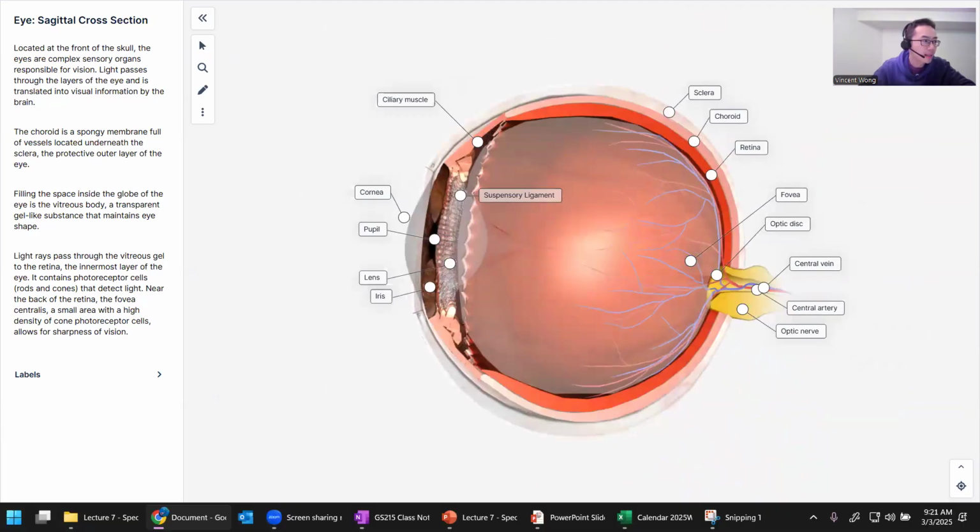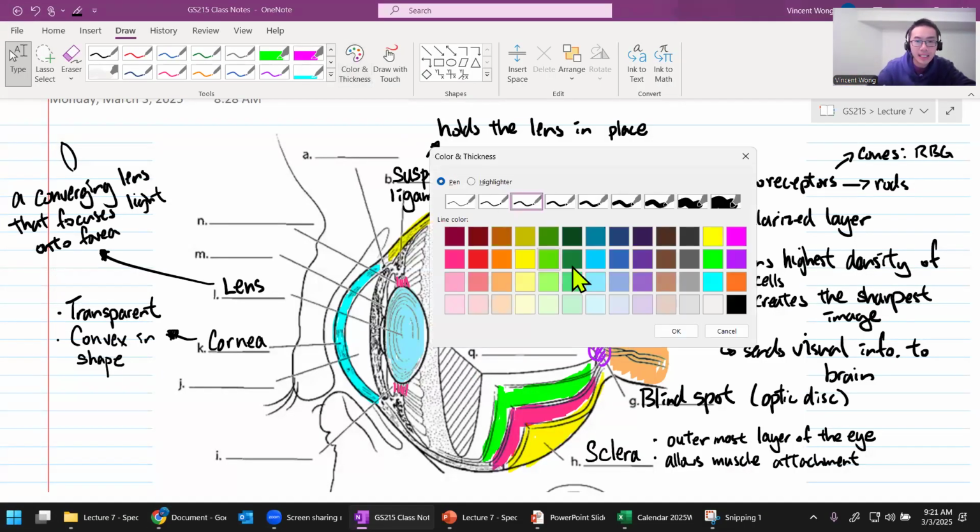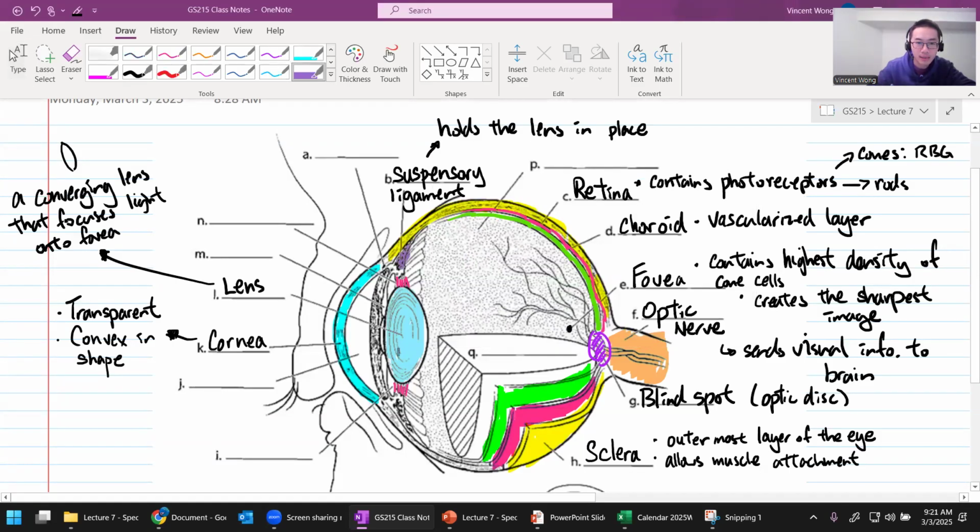Okay, back to here. The other end of the suspensory ligaments, as I was saying, would be connected to a different structure, a muscle right here. You can't really see the whole thing because it's a cross section. Remember, it's going all the way around. And that is called the ciliary muscle. Do we have a label for that?